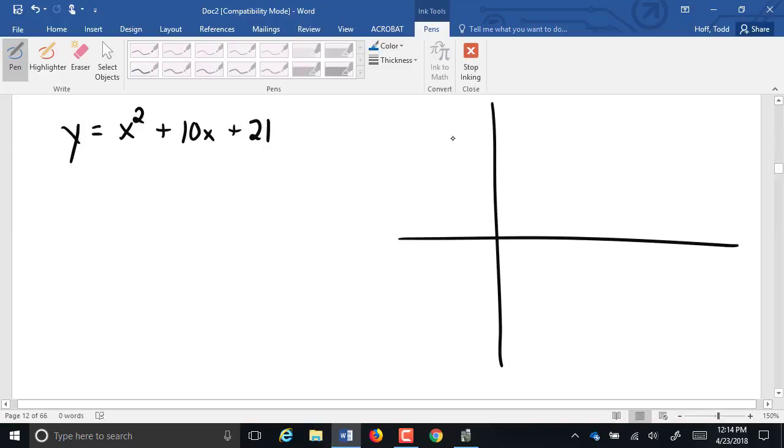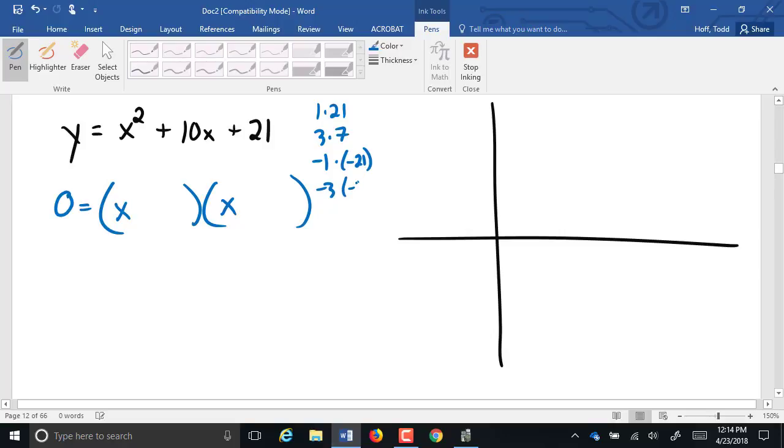Again, we define our roots first. We're going to let y equal 0, and we're going to factor this. We know that x squared is x times x. 21 can either be 1 times 21 or 3 times 7. It's positive, so they're either both positive or both negative. So that means it could be negative 1 times negative 21 or negative 3 times negative 7. This number is positive, it's positive 10. So chances are it's not going to be one of the negative options. So let's try the positive option. Let's try positive 1 and positive 21.